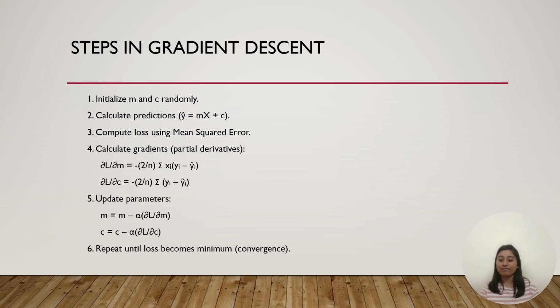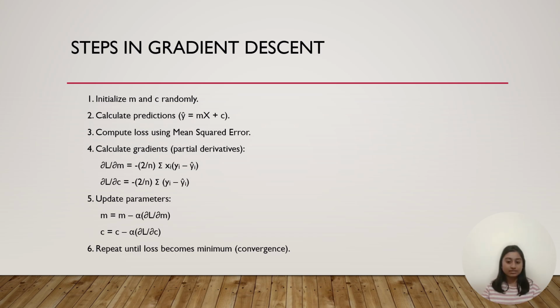And step 5, we update m and c using these gradients and a small factor called the learning rate, alpha. So here the parameters are updated as m equals m minus alpha times the partial derivative of L with respect to m. The same goes for c.